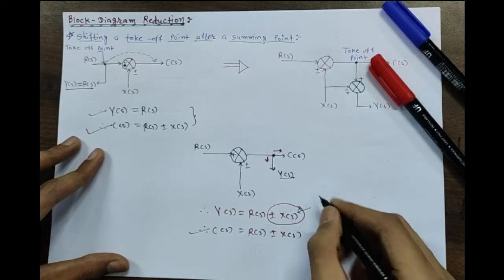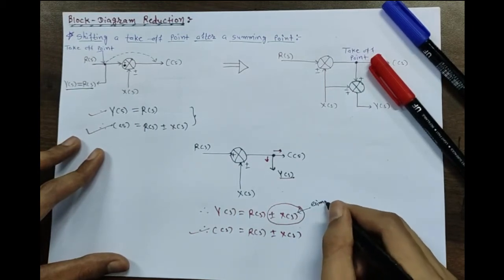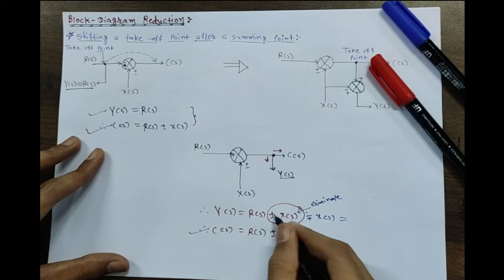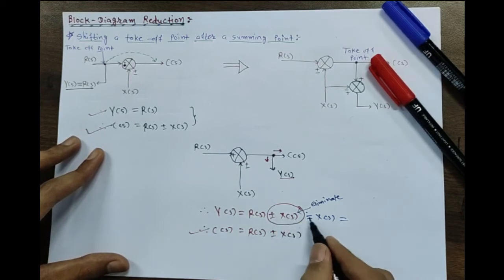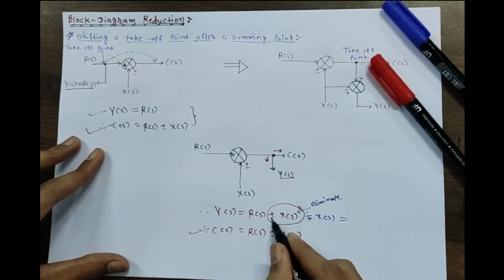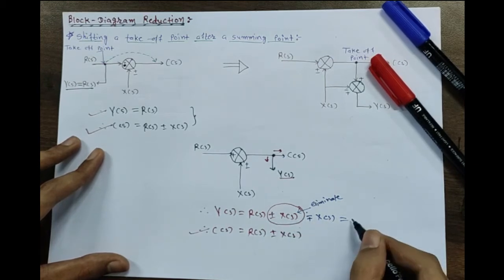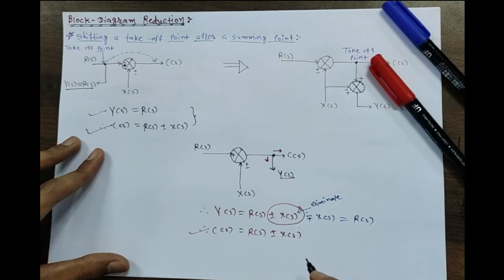Okay, and we want to eliminate this term. So how can we eliminate it? If we just add minus or plus x of s into this equation, then if plus x will be there, minus x will be here. If minus x will be here and plus x will be there, in that case it will be r of s only. Okay, so we want to add plus or minus x into this network.